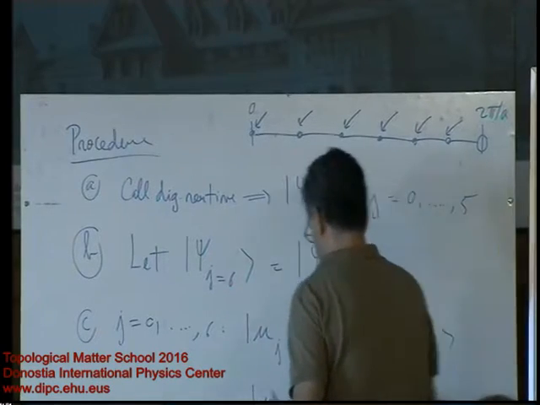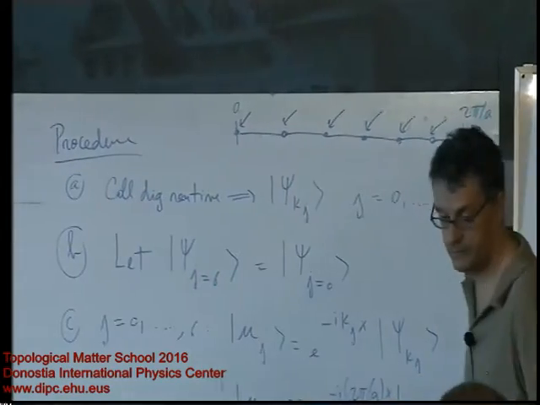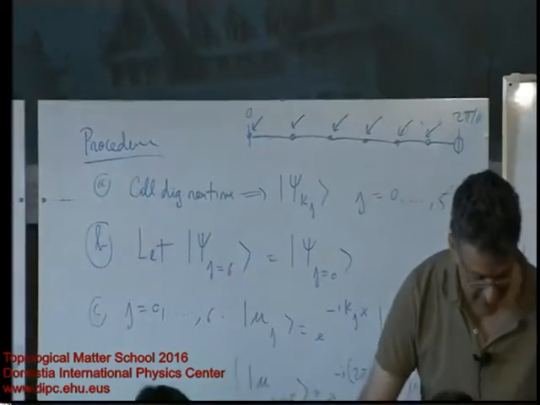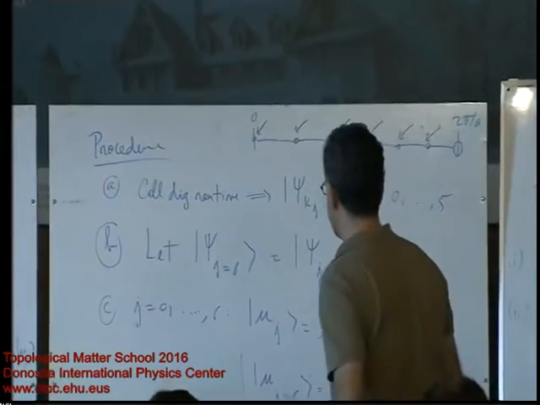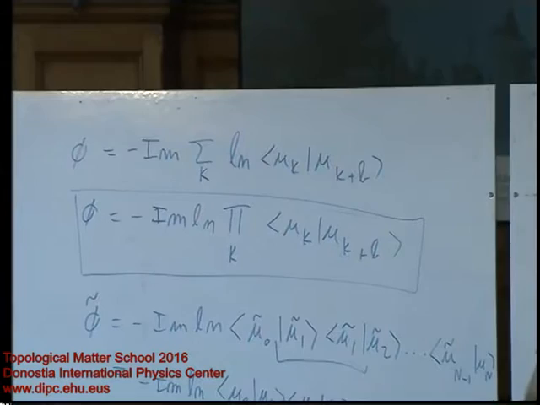So you have to be very careful with this. And then the last step is just take the u's and compute the overlaps, product, and the imaginary part. So that's it.